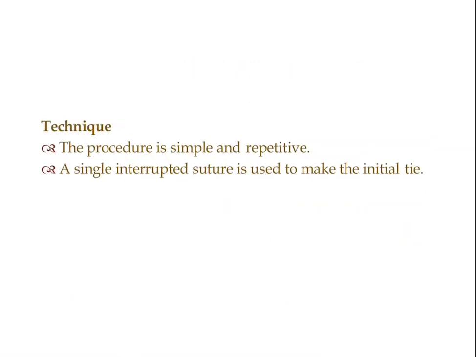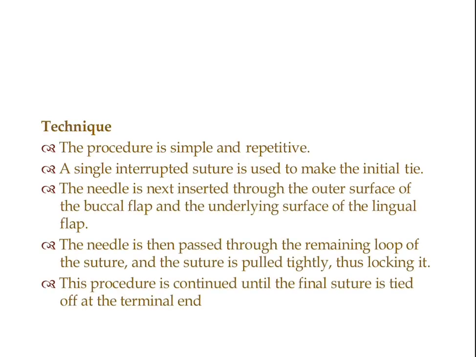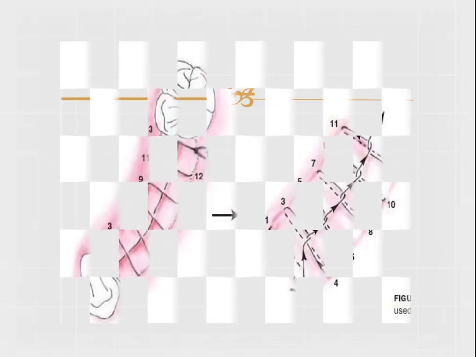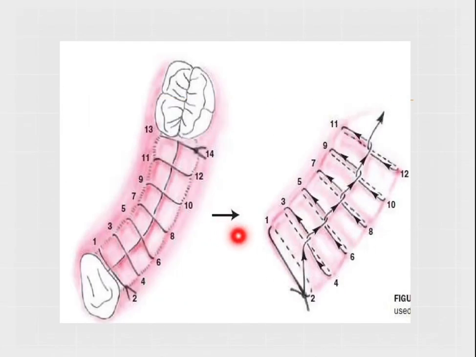Technique. This procedure is very simple and repetitive. A single interrupted suture is used to make the initial tie, and then the needle is inserted through the outer surface of the buccal flap and the underlying surface of the lingual flap. The needle is then passed through the remaining loop of the suture, and the suture is pulled tightly, thus it gets locked. This procedure is continued until the final suture is tied off at the terminal end. See, this is how the continuous locking suture looks like in the end.